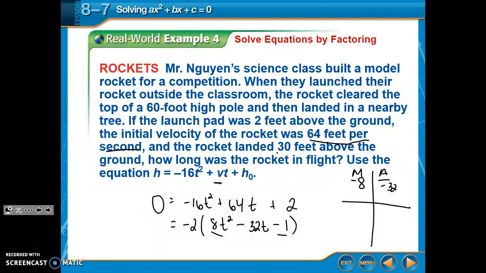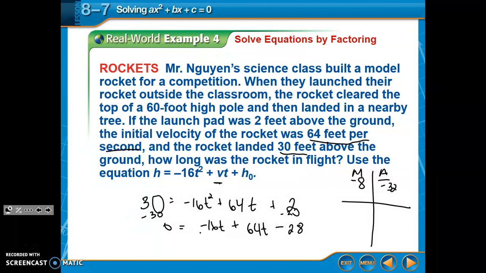Okay, I missed the part where it says 30 feet above the ground. So instead of this being 0, that should have been 30. So in order to get this to be 0, I would want to subtract 30 from both sides. So now 0 equals -16t squared plus 64t and then minus 28.